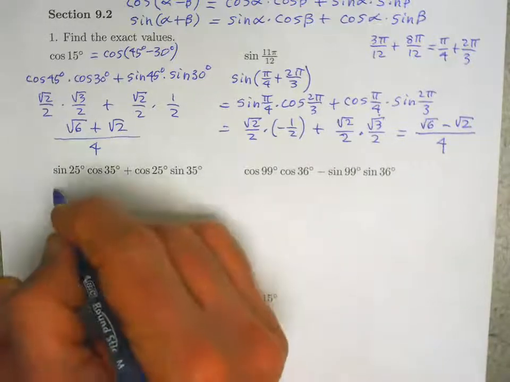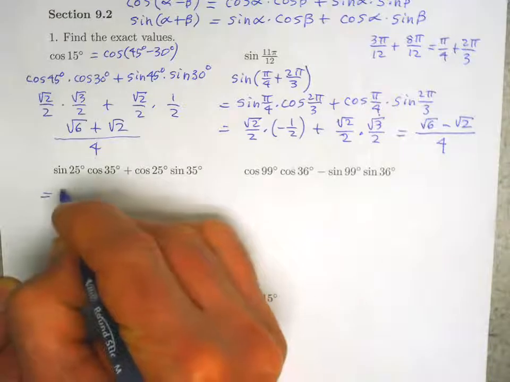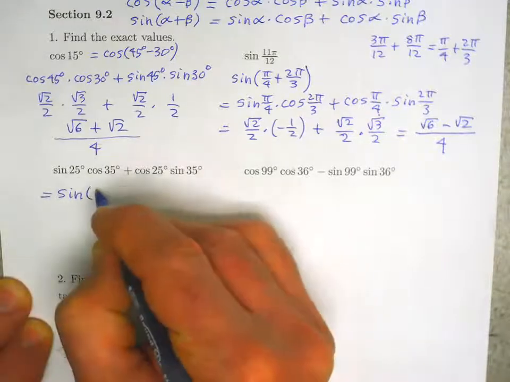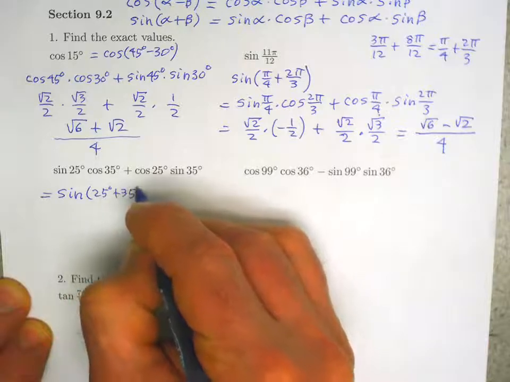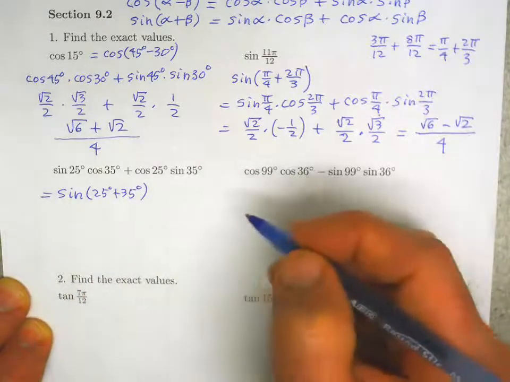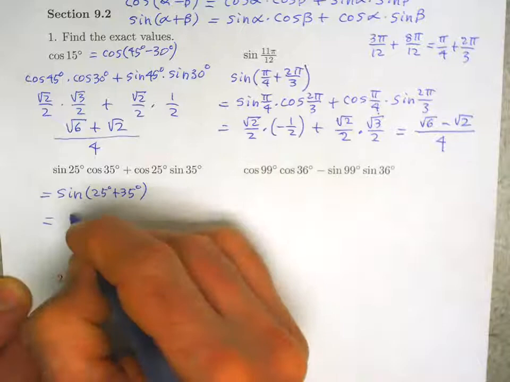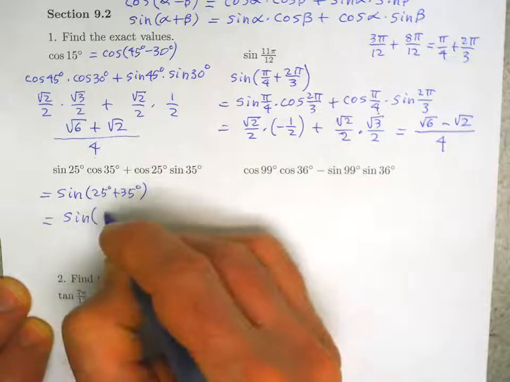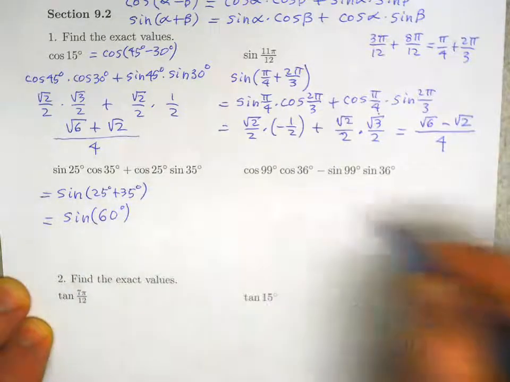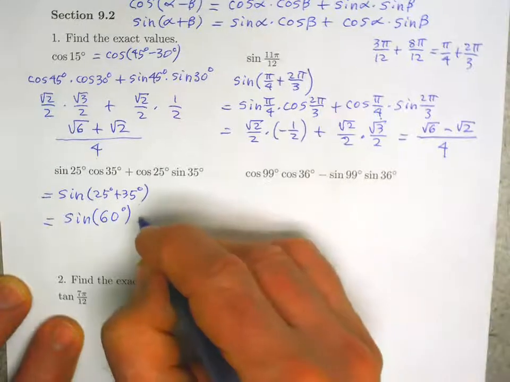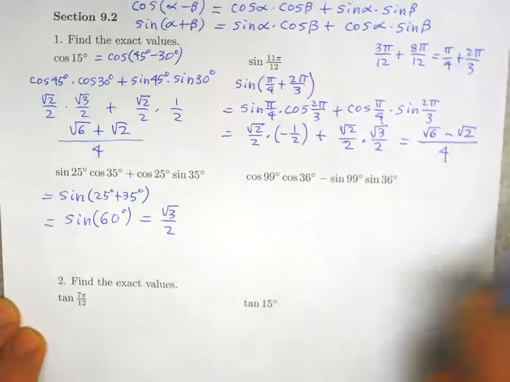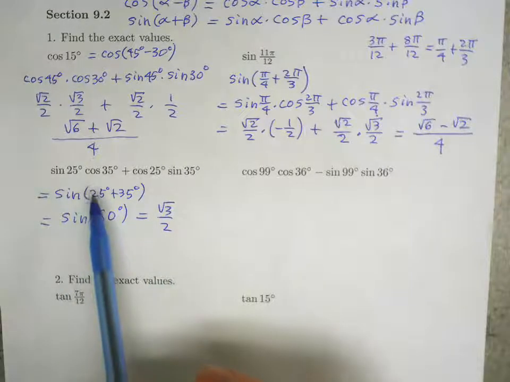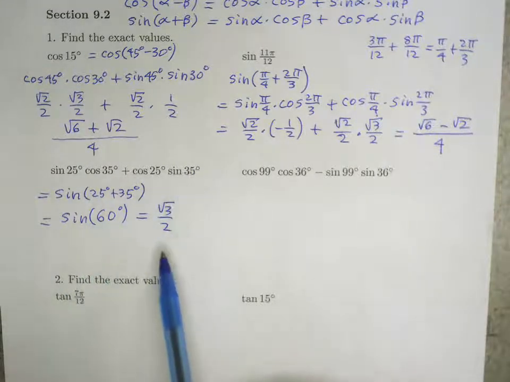So this should be equal to the sine of 25 degrees plus 35 degrees, which is the sine of 60 degrees. And we know that the sine of 60 degrees is the square root of 3 over 2. Okay, so this is using the sum formula for sine in reverse.